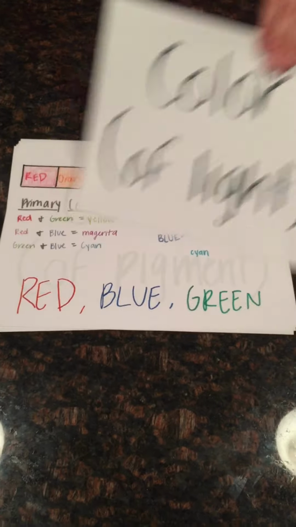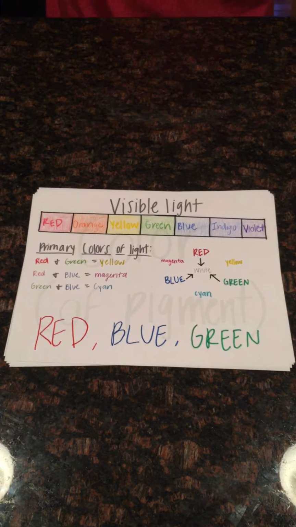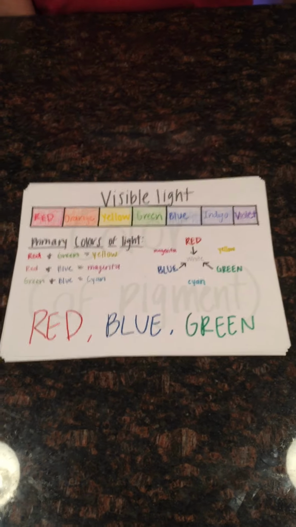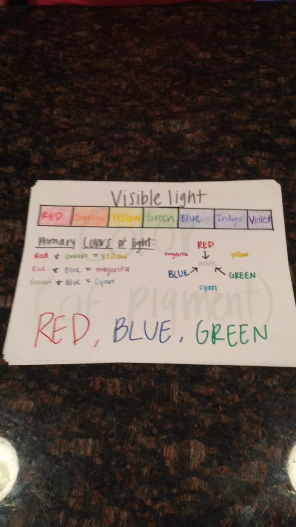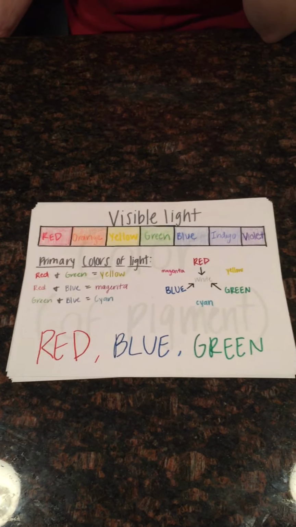Color of light. Visible light is composed of different wavelengths that correspond to the 7 components of visible light: red, orange, yellow, green, blue, indigo, violet, or commonly known as ROY G. BIV. White light is all of the colors of light together.